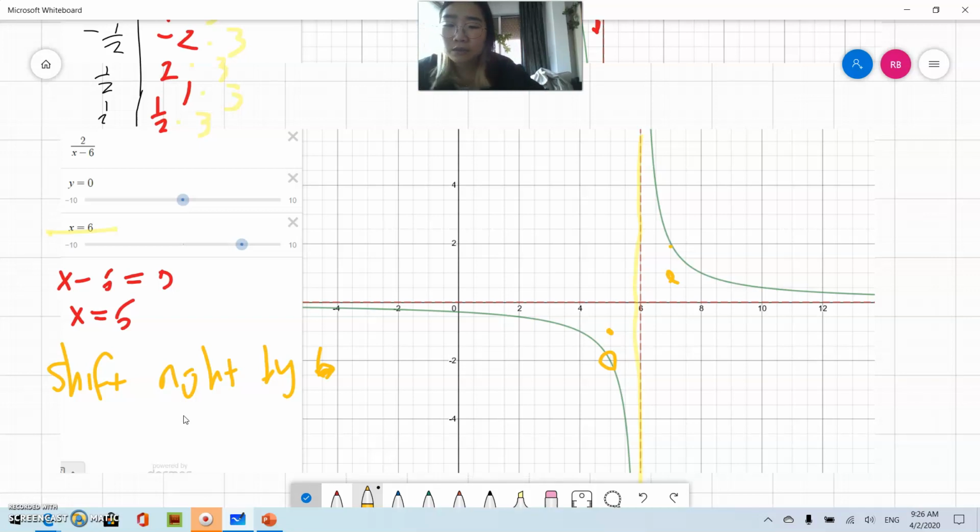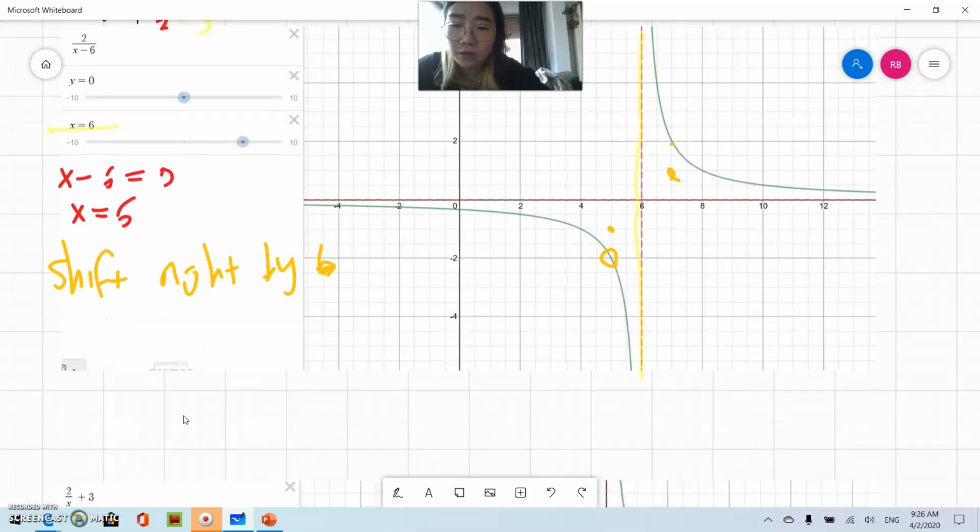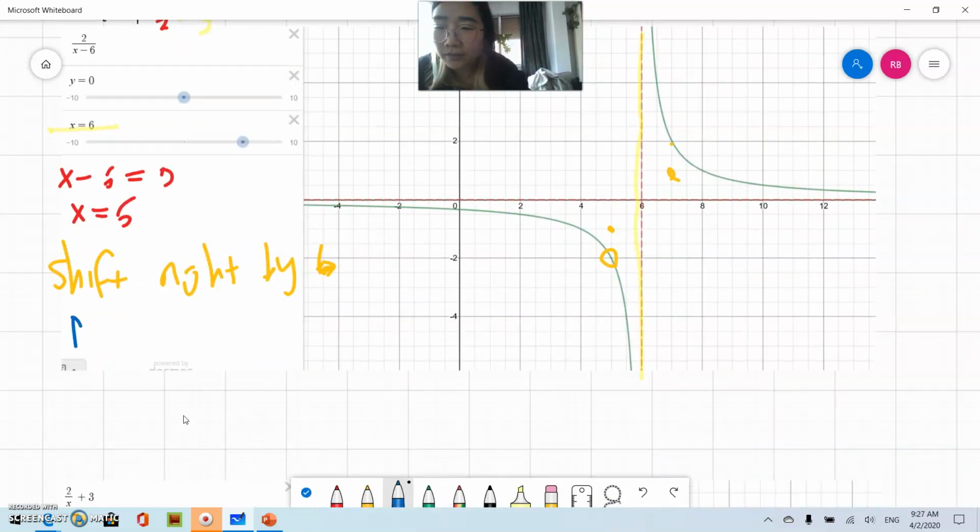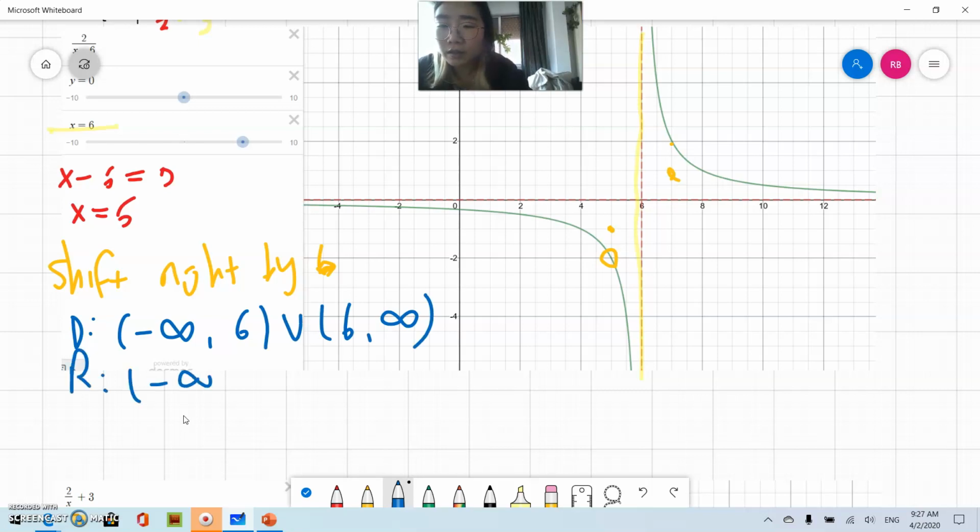So let's continue with our domain, which would be all real numbers except for 6, or you can write it this way. But the range is all real numbers except 0. Okay.